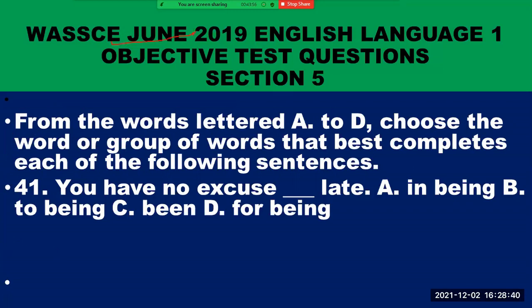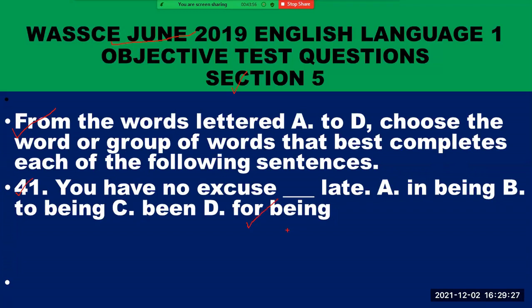Take note of this. It is WASSCE June 2019. Again, this is section 5, the same section we saw in 2020. Now let's look at the instruction. From the words lettered A to D, choose the word or group of words that best completes each of the following sentences. The same instruction. Now the same question 41 that started section 5 in 2020 is what we have in 2019. Now let's look at the question. You have no excuse dash late. A, in being, no. B, to being, no. C, being, no. D, for being.